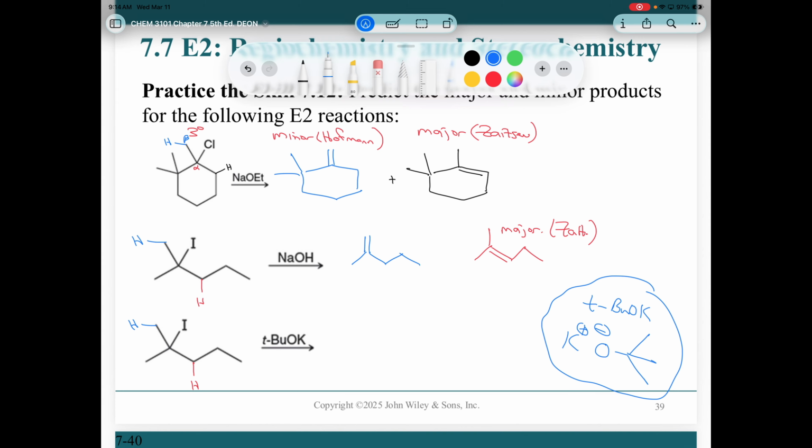Go ahead, Adam. So is it a major product because it's a Zaitsev, or is it a Zaitsev because it's a major product? No, the Zaitsev just means the more stable alkene, more substituted. The Hoffman means the less substituted, less stable. Whether it's major or minor, you have to look at the base. Sorry, I meant stable instead of major. Yeah, so the Hoffman and Zaitsev has to do with stability and substitution. Major and minor are going to be governed by the base that you choose. Does that help? Yep, there you go. So this is going to be our major, and this will be the Hoffman, okay?